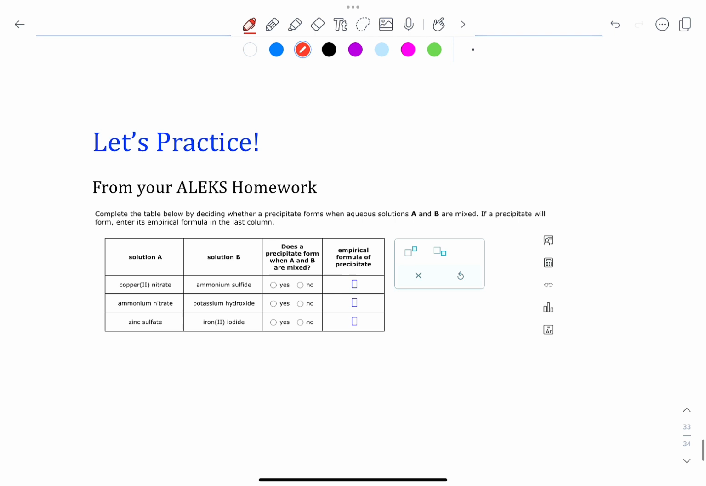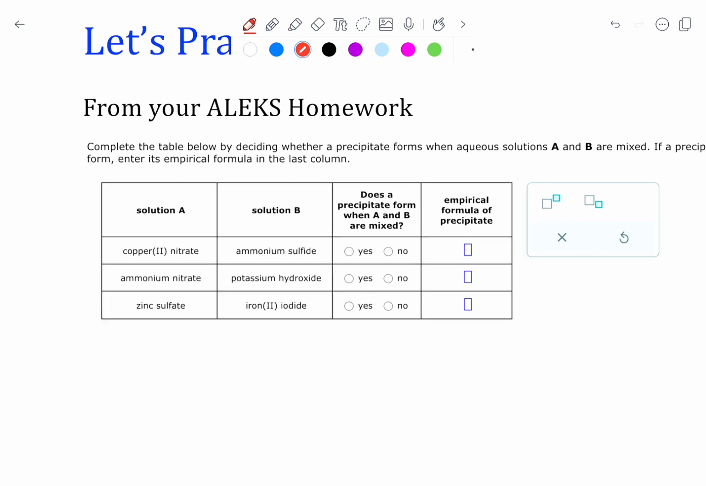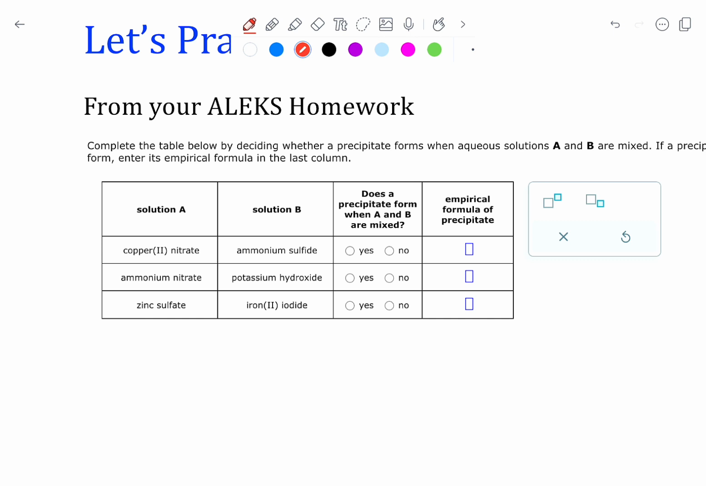Our next example comes from our ALEX homework. We want to complete the table by deciding whether a precipitate is going to form between our aqueous solutions A and B. If a precipitate will form, enter its empirical formula into the last column. So what we're going to do is take our two solutions and swap their anions. We don't need to worry about balancing them because a balanced equation doesn't tell us if a precipitate is going to form. We just need to know what the product is and compare it to our chart in order to tell us. So we're going to swap our anions and compare it to our chart to determine if a precipitate will form.